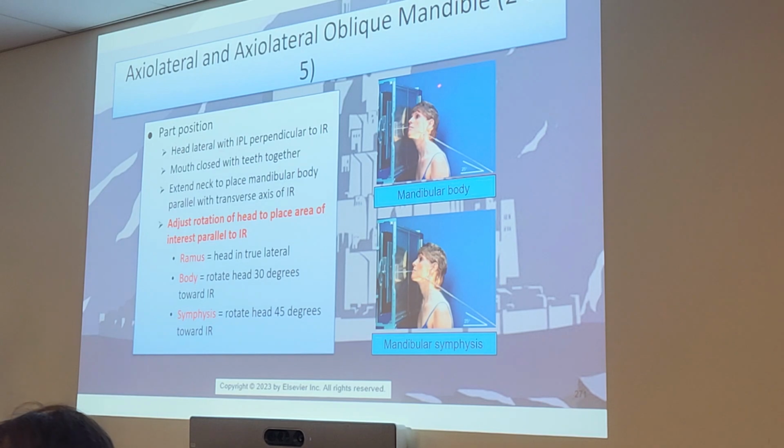As you can see being done on this picture here, guys, she's turning her head 30 degrees for the body, turning her head 45 degrees for the symphysis. And turning the head is going to cause some distortion in those areas, just to give you a little bit better view of those portions of the mandible.